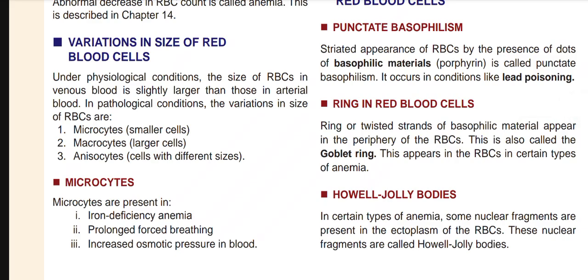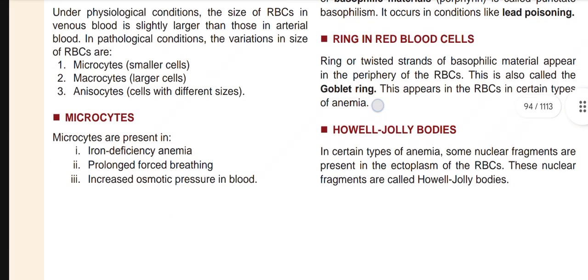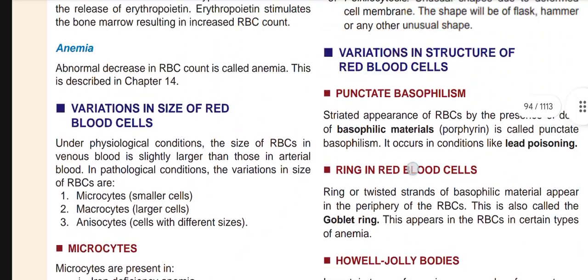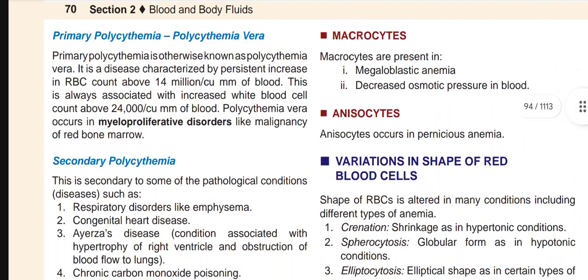Microcytes: in which type of condition do red blood cells become smaller? Microcytes are present in iron deficiency anemia, prolonged forced breathing, and increased osmotic pressure in blood. Macrocytes occur in megaloblastic anemia and decreased osmotic pressure in blood, and anisocytes occur in pernicious anemia. These types of conditions will be explained in the anemia video.